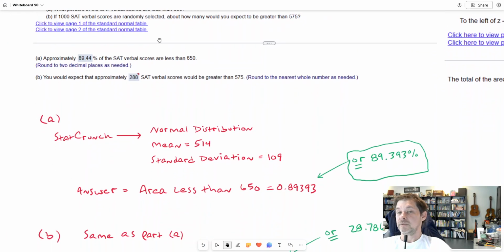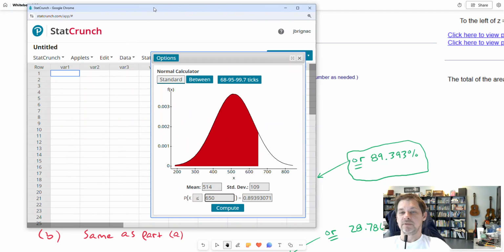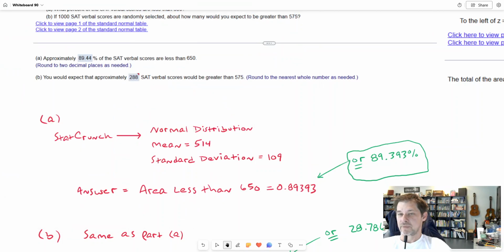As long as you're using either the normal table or StatCrunch correctly, MyMathLab will accept both of them and you don't need to worry. But I think most people will use the normal calculator. You can trust that answer so long as you configure this the right way. Okay, so even though that looks a little bit different than the answer by default in MyMathLab, it is correct, 89.39%, 2 decimal places. What about this next one?